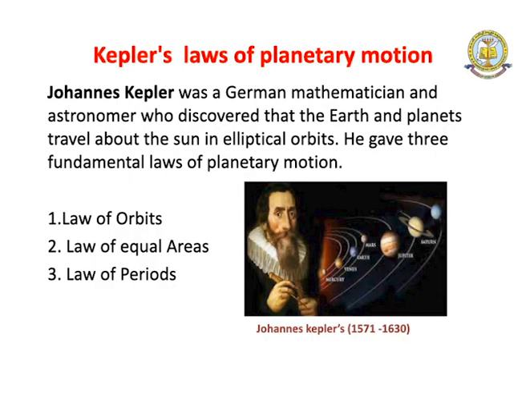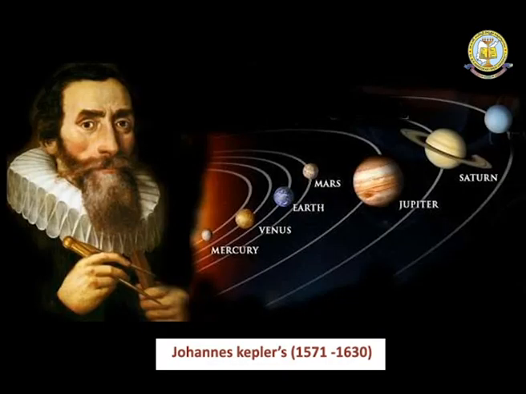Next, Kepler's laws of planetary motion. Johann Kepler was a German mathematician and astronomer who discovered that the earth and planets travel about the sun in elliptical orbits. He gave three fundamental laws of planetary motion.